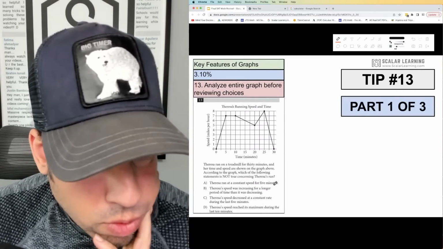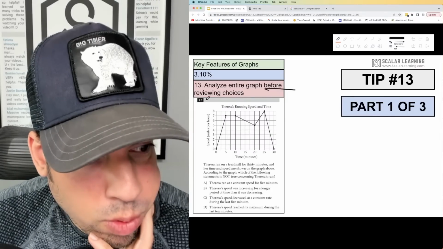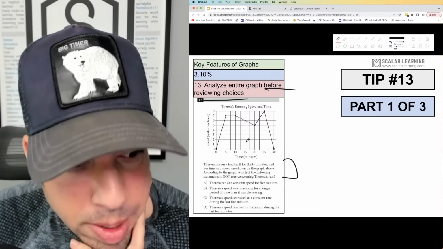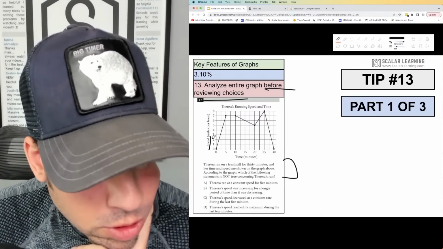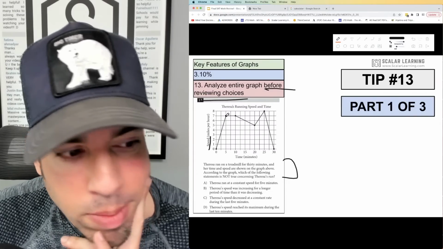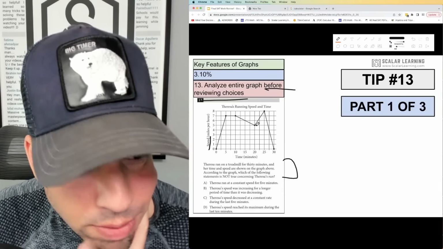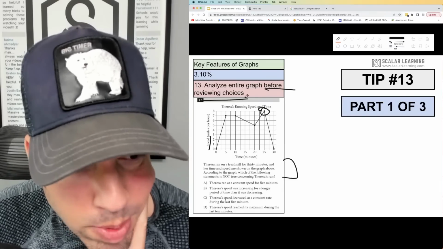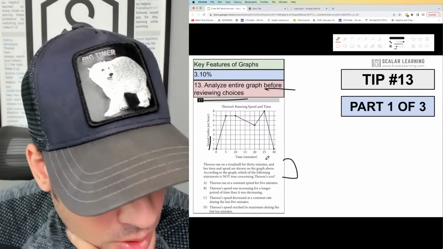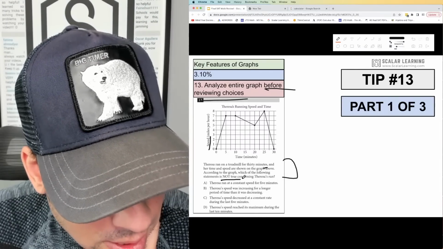Okay, key features of graph. Analyze the entire graph before reviewing choices. So check this out. Before I go in and just read and then look and then go back, I'm like, what is this? Speed. So we're starting flat, then we're going up to 7 miles per hour, staying consistent, then kind of slowing down to 5, speeding up. Here's my max speed. Okay, I got my head around it. Takes me 5 seconds, maybe 10. Then I jump in. Teresa runs on the treadmill for 30 minutes. Which of the following is not true?